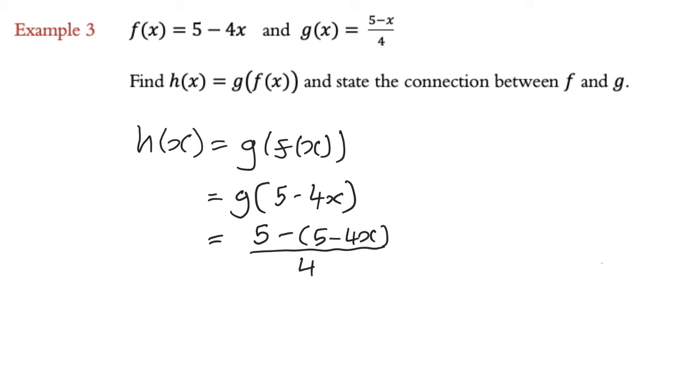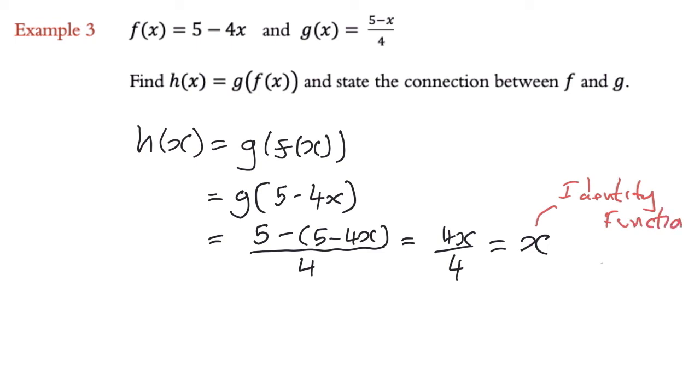And we will find that the answer this time is actually just 4x divided by 4, which of course is x. So we have actually the identity function, and the identity function is the function h of x equals x or y equals x. Really it's just a function that gives out what you put in. So for example, if you find h of 5, then you get out the answer 5. This is really important. This tells me that there is a connection between these two functions. It's that they are the inverse of each other.